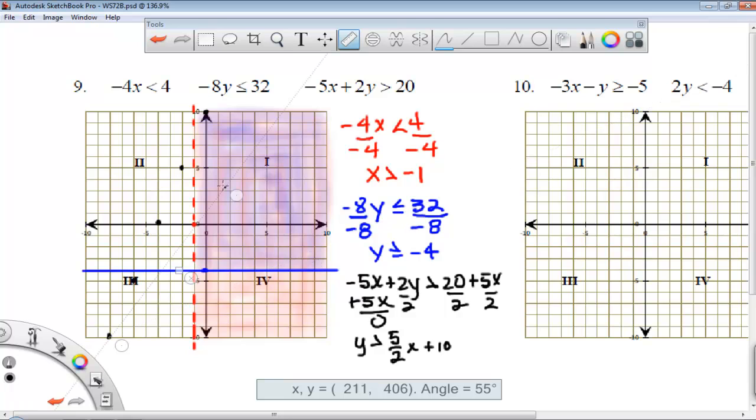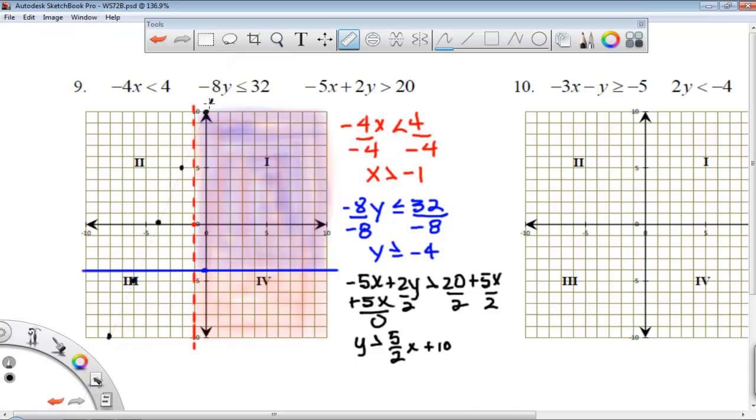And then we'll decide on our final shading. So that starts up there at 10. Goes down here, all my points line up, so I know I'm doing the right line.